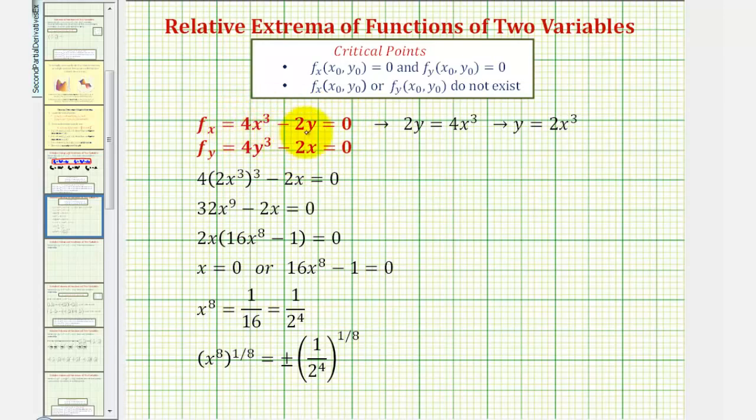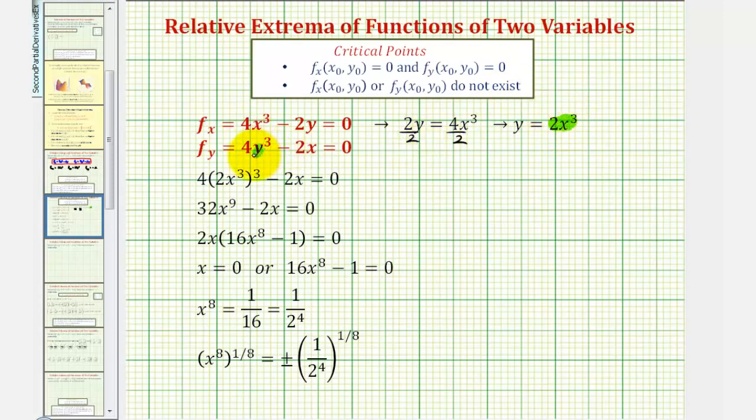So I decided to solve this first equation here for y. If we solve this for 2y, we'd have 2y = 4x^3. Then dividing both sides by 2, we have y = 2x^3. And now we're going to substitute 2x^3 for y in the second equation here.